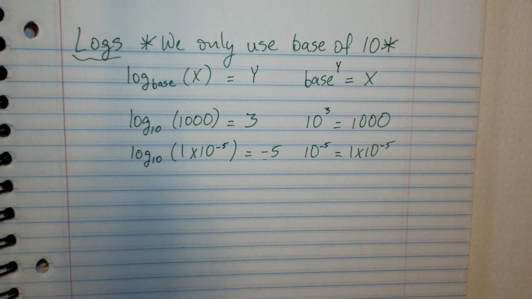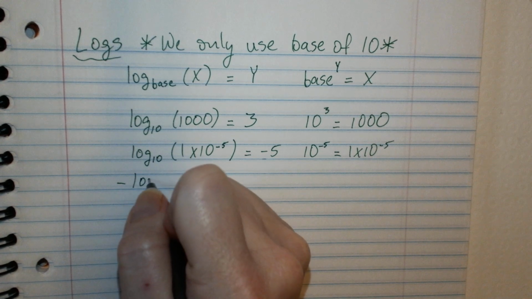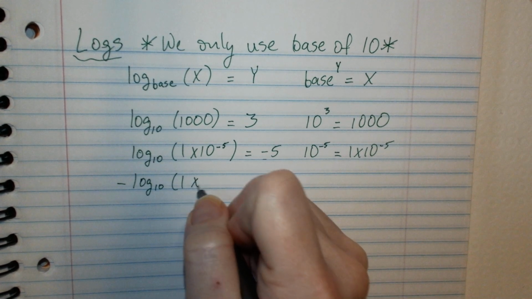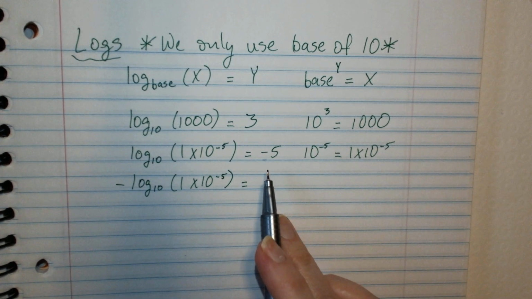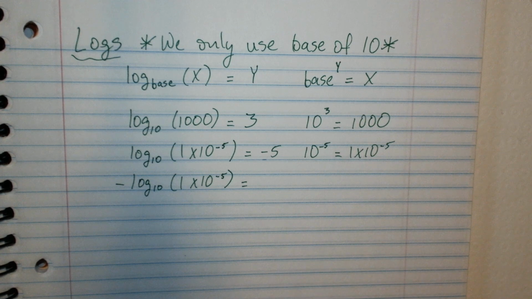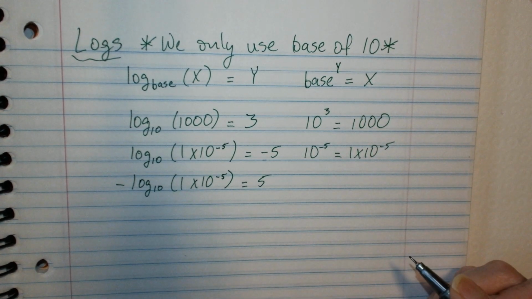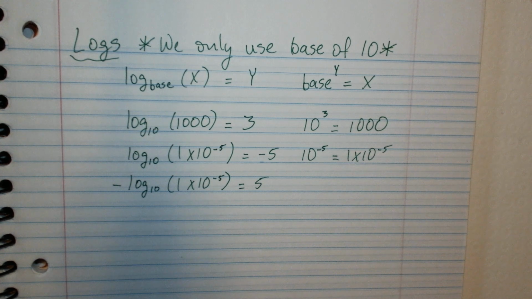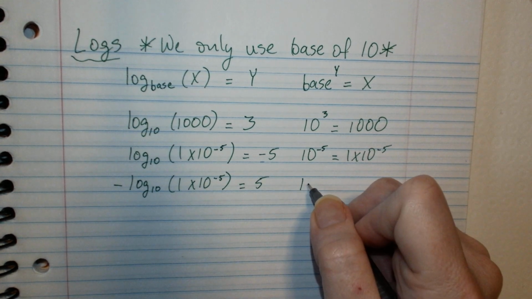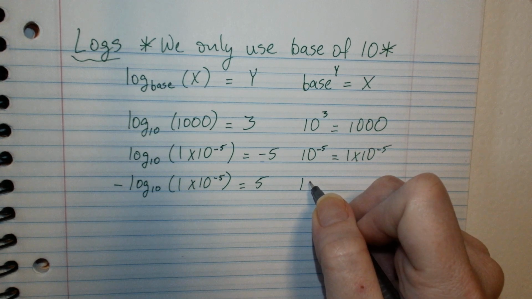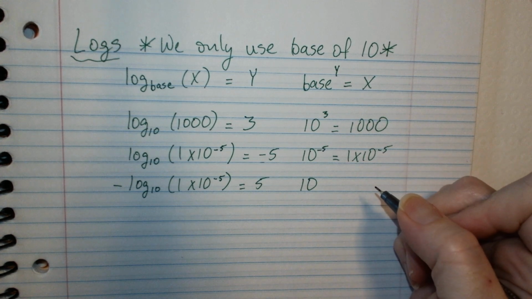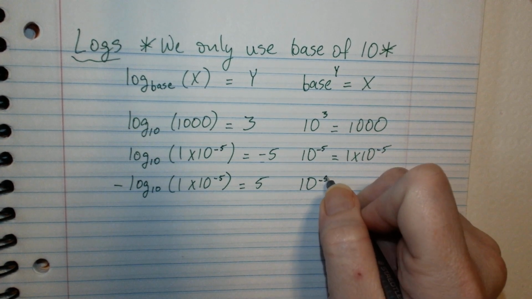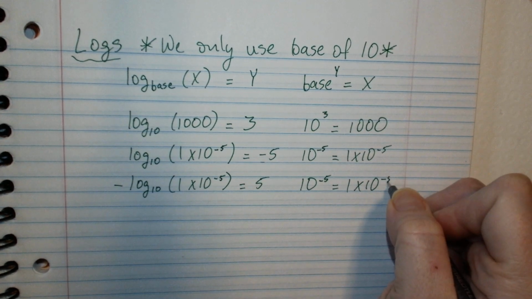If we stuck a negative in front of the log, if we took negative log base 10 of 1 times 10 to the negative 5th, we would be canceling out the negative in front. So instead of it being negative 5, it'd be negative of negative 5, which would be 5. Crazy, right? So then 10 to the negative 5 is still 1 times 10 to the negative 5.